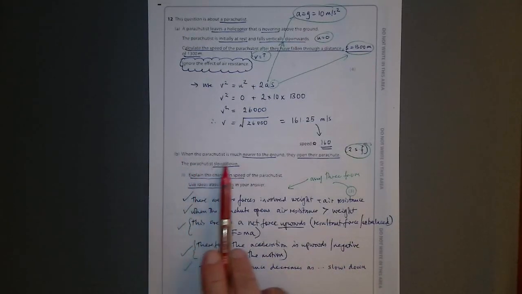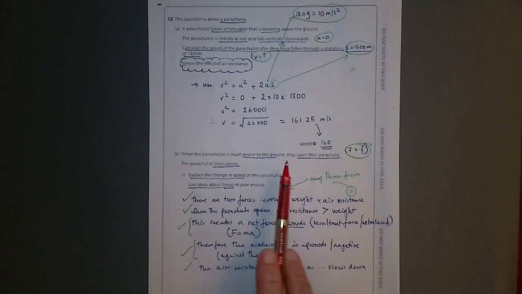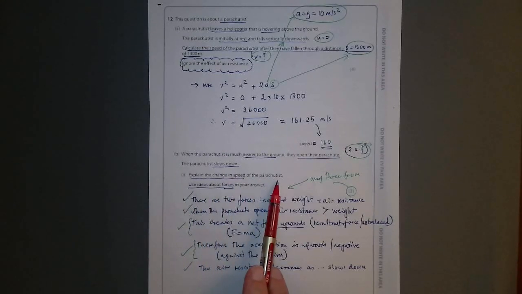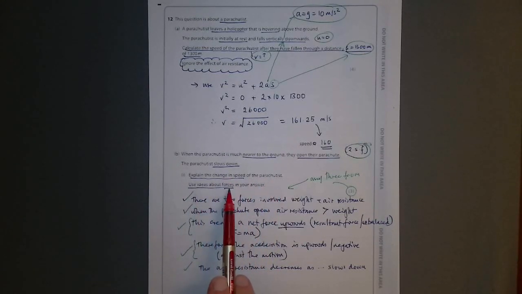Part B. When the parachutist is much nearer to the ground, they open their parachute. Obviously they want to slow down. This is what slows them down. Explain the change in speed of the parachutist. Use ideas about forces in your answers. Remember, this is about balanced and unbalanced forces.